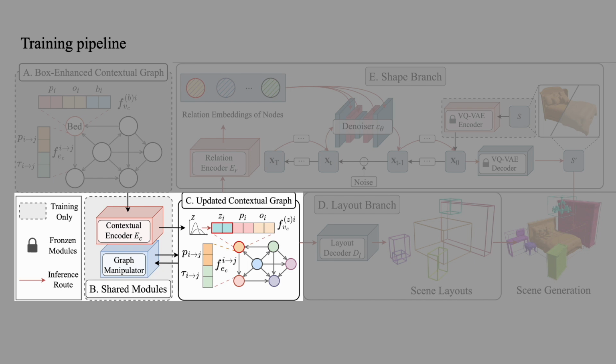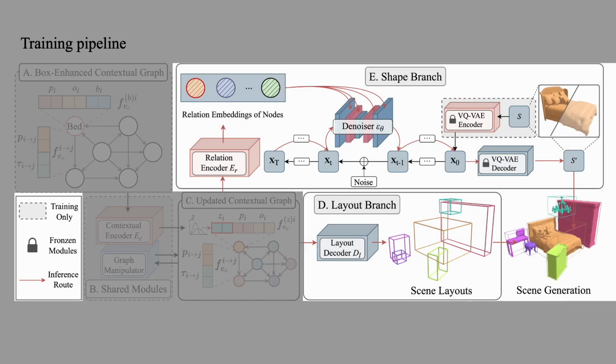Then we use two parallel branches to generate layouts and shapes. In the layout branch, another GCN-based layout decoder generates bounding boxes. In the shape branch, we use a relation encoder to encode the updated contextual graph to obtain relation embeddings, which are sequentially fed into the backward process of a latent diffusion model. A denoiser transforms random noise into shape embeddings, with which a frozen VQ-VAE decoder decodes object shapes. The shape branch and layout branch collaborate with each other to finish the generation task. More details can be found in the paper and supplementary materials.